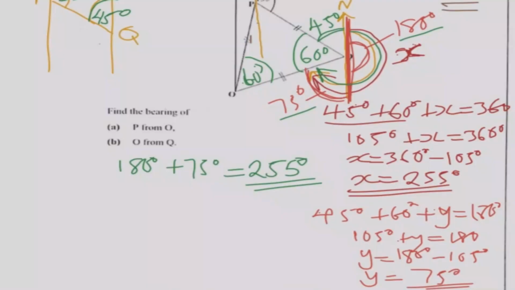So it's either you use this method, or you can use a second one. Whichever you prefer. The first one, we are using angles at a point. The second one, we are using the straight line method, angles on a straight line. Then subdivide the bearing into two parts, and then we find the answer.